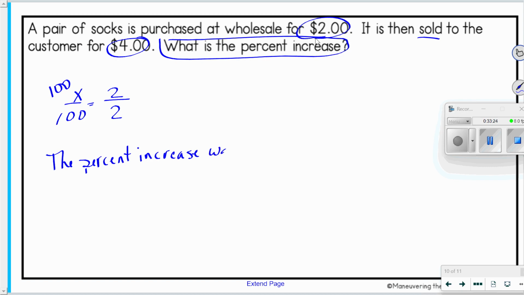Oh, I don't understand. But if you think about it, it makes sense. What did they buy it at? $2. What did they sell it for? $4. So they added $2. If it started at 2 and I added another 2, how much of the original price did I add? 100%. So it's just adding the same thing. Okay.